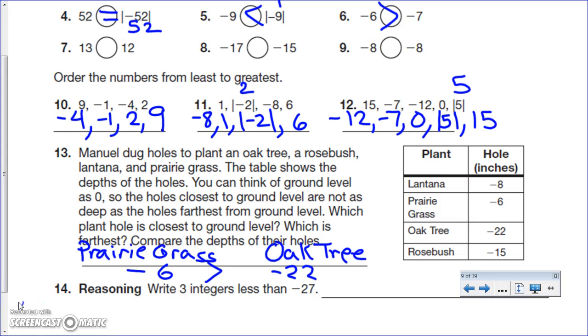Then for 14, for reasoning, write 3 integers less than -27. So they need to be further to the left on your number line. And that I will check when you guys bring this paper into class tomorrow.